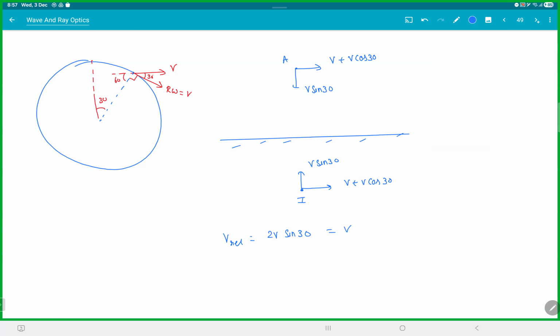Easy? Clear with this. What if I ask you relative acceleration? What will you do for that? The ring is going with constant velocity. If I ask you relative acceleration, then what will you say?